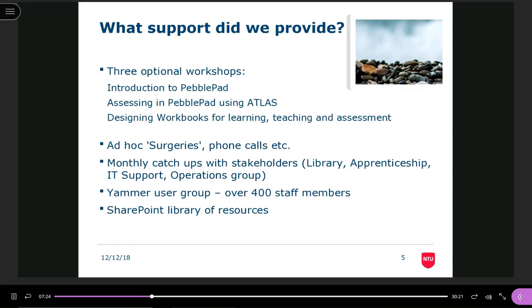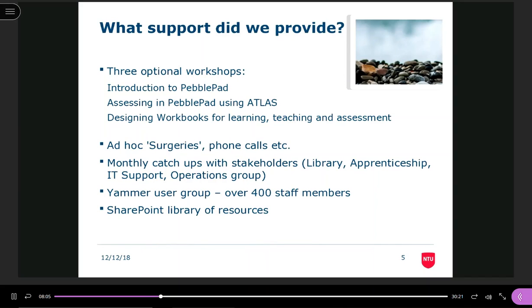We thought we'd like to try a community of practice as well. So we set up a staff-only Yammer group through Office 365. And we've enrolled just over 400 members now. So those are all people that have had some connection with us in terms of PebblePad. And that's proving quite good. So obviously not everybody uses it, but I would say about a third or so of people regularly look on there, and they can now answer each other's questions, which is great for us. And then although PebblePad provides some great resources in terms of guides, we decided to bring some of those together in a SharePoint library, just to make that easy for people to find.